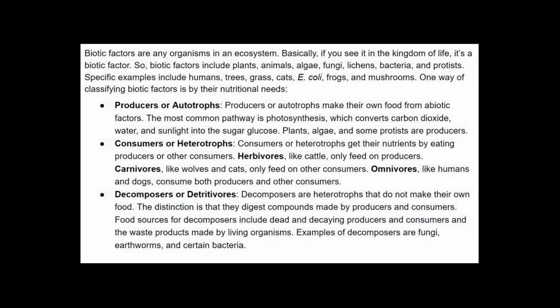Then we have decomposers or detritivores. Decomposers are heterotrophs that do not make their own food. The distinction is that they digest compounds made by producers and consumers. Food sources for decomposers include dead and decaying producers and consumers, and the waste products made by living organisms. Examples of decomposers are fungi, earthworms, and certain bacteria. We can also consider scavengers as decomposers. Scavengers are such as a jackal or vulture. I consider that really to be a decomposer.